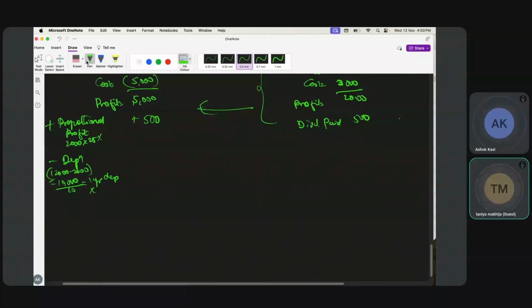So 1,000 depreciation each year. But we want 25%. So 250. So minus 250. Okay. So this is the takeaway point.